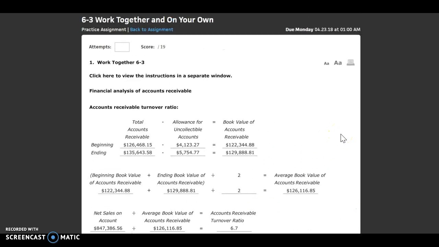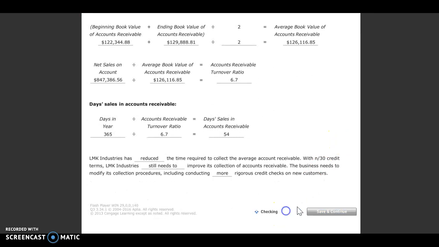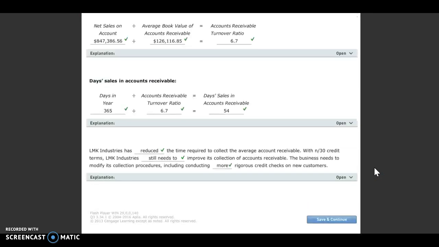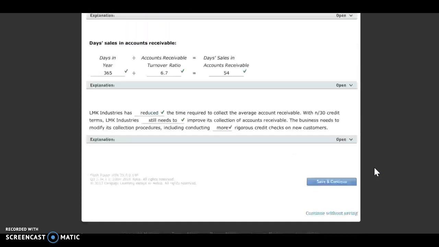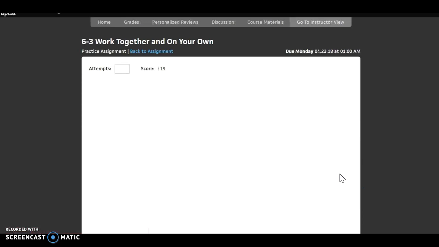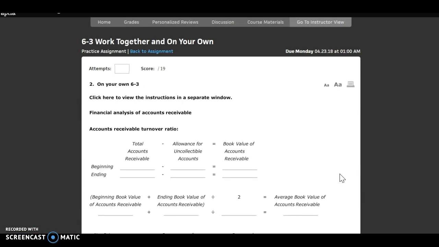Okay, so that is it for 6-3. I'm going to check my answer. And everything looks good, so you can move on to the 6-3 on your own. That was the end of chapter 6. So after the 6-3 on your own, you can then move on to the chapter 6 application problem.